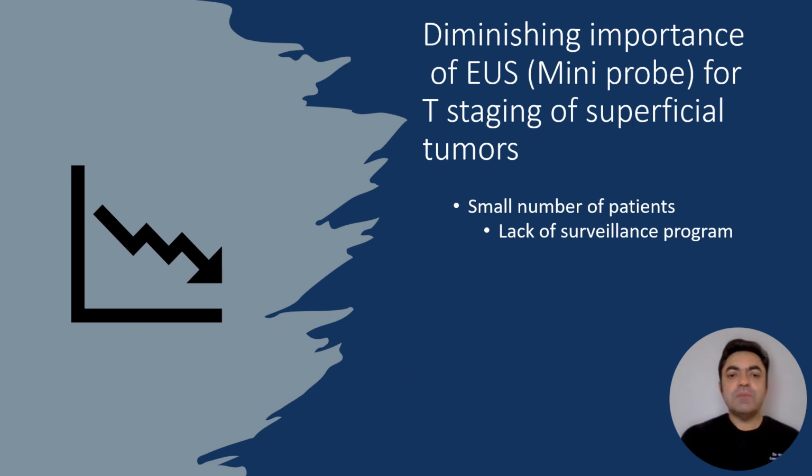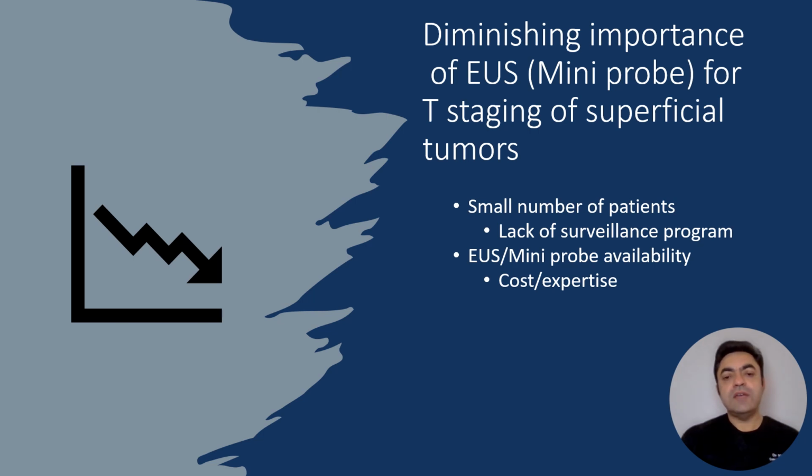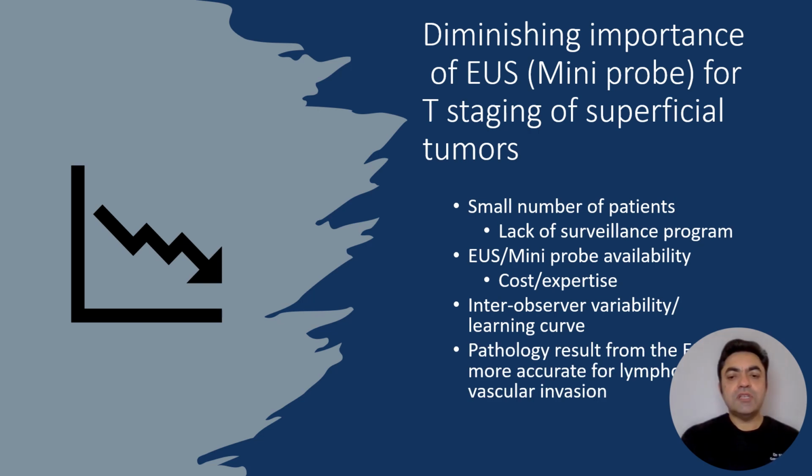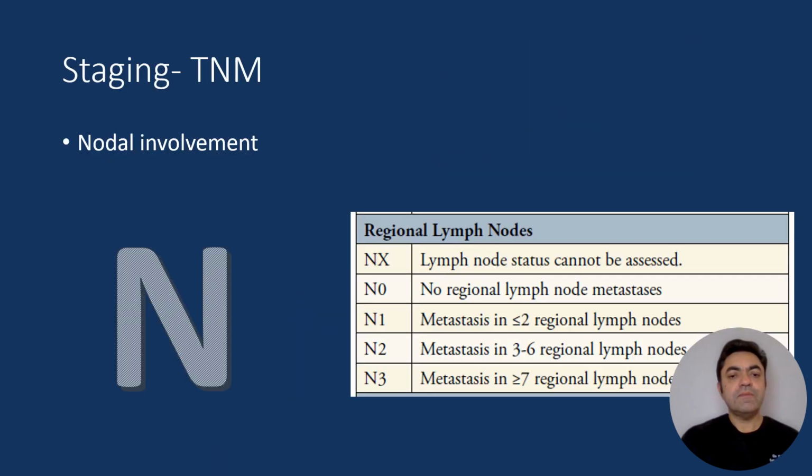There is, however, diminishing importance of EUS for T-staging of superficial tumors over the years. Especially in our setting, one of the main reasons is a small number of patients, as we lack a surveillance program. Also, EUS mini probe availability is not everywhere, and there's a cost and expertise involved. There is some inter-observer variability, so there's a learning curve. And also the pathological results of the endoscopic resection appear to be more accurate for lymphovascular invasion as compared to EUS staging.